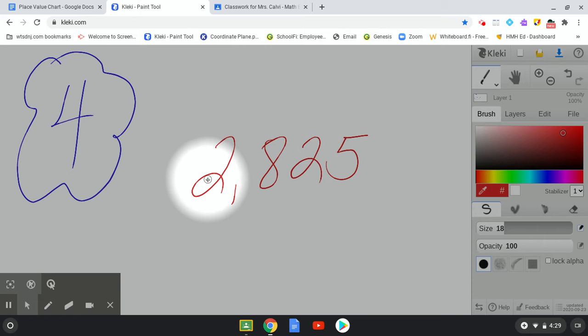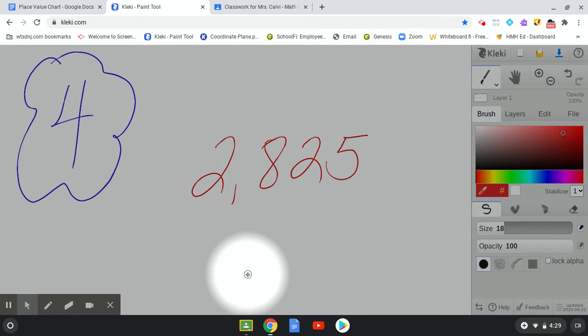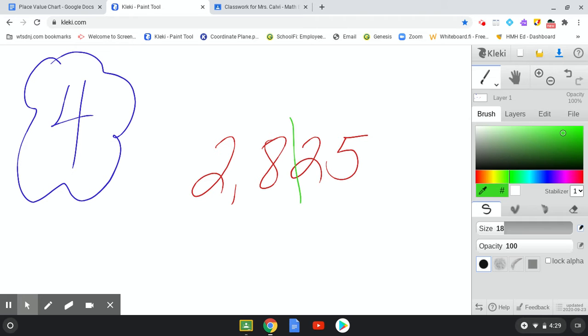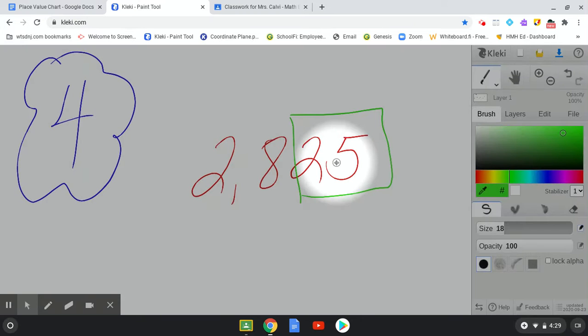Okay, so here I have 2,825. I want to first box in my last 2 digits. That forms the number 25. So I want to know if 25 is divisible by 4. So in other words, does 4 times a number give me 25 exactly? The answer is no. So because 25 is not divisible by 4, then 2,825 is not divisible by 4.